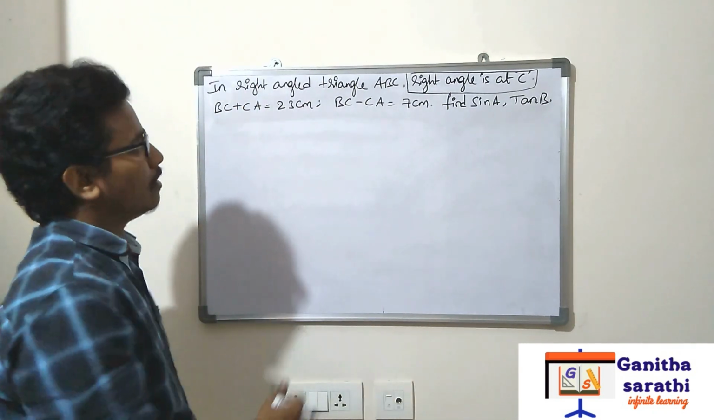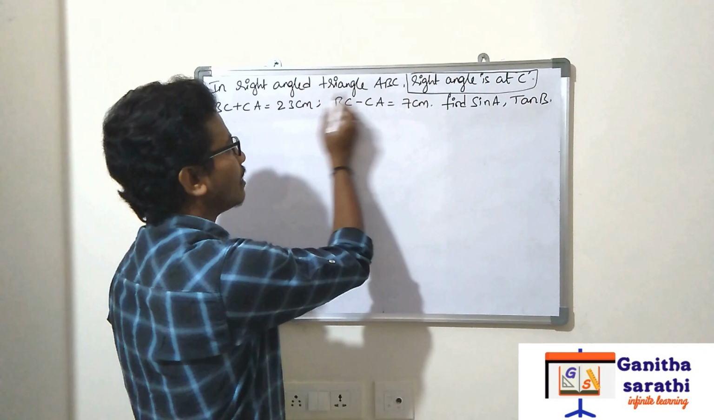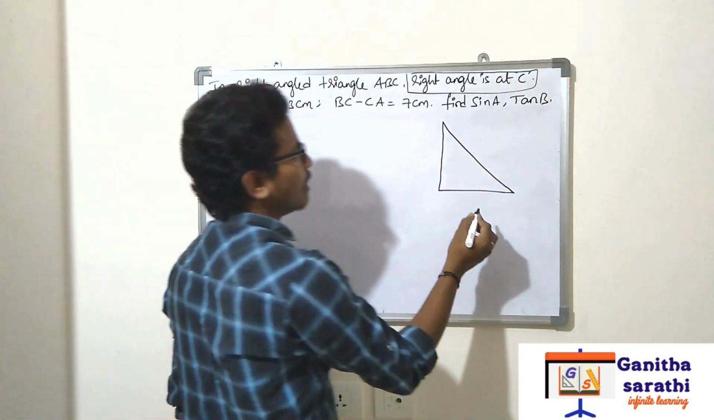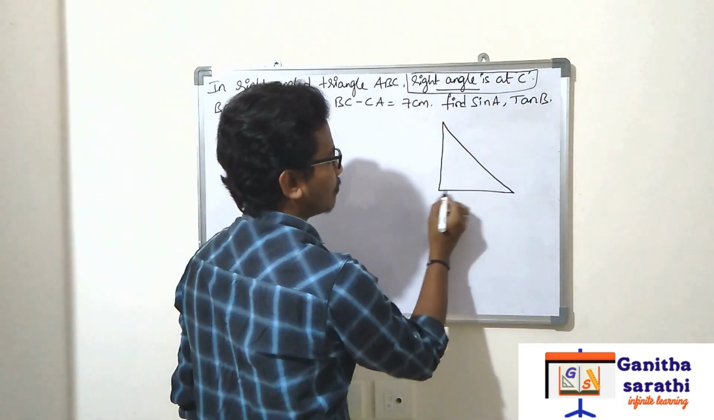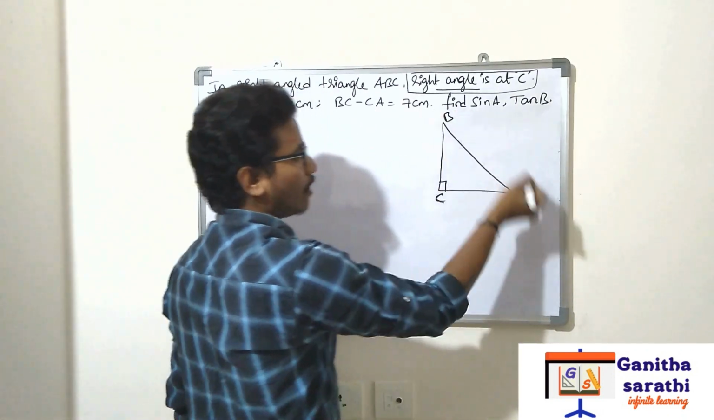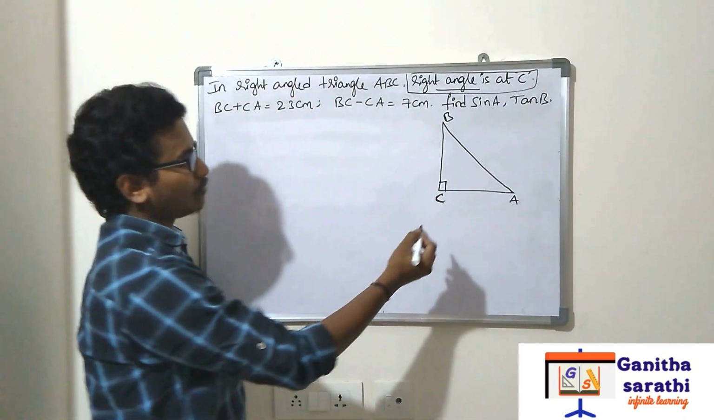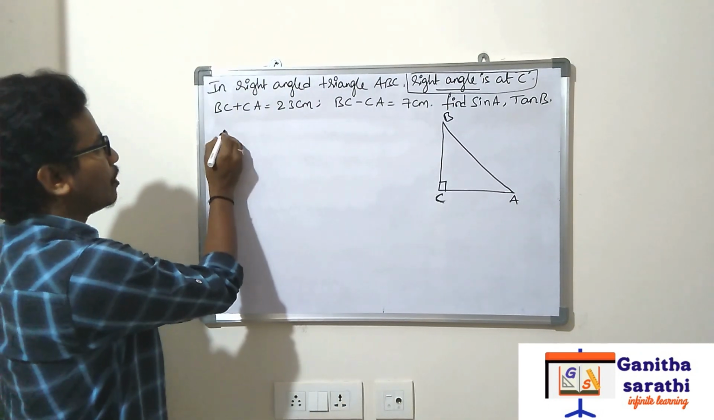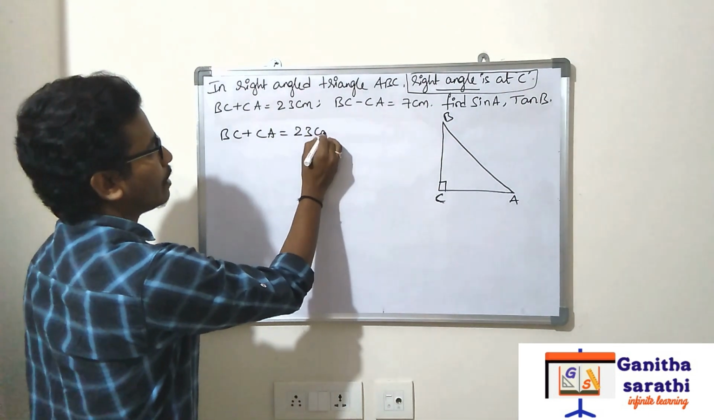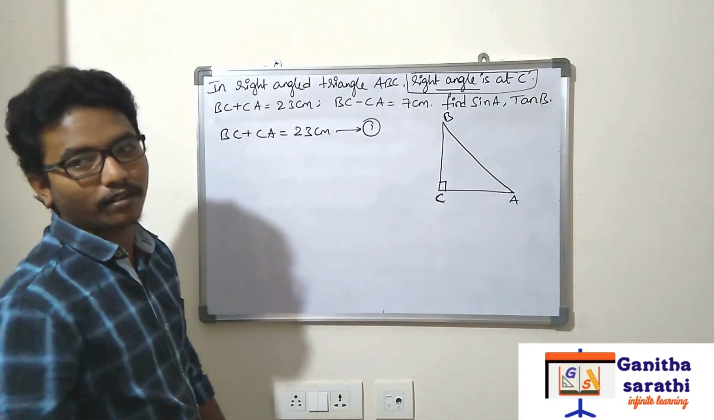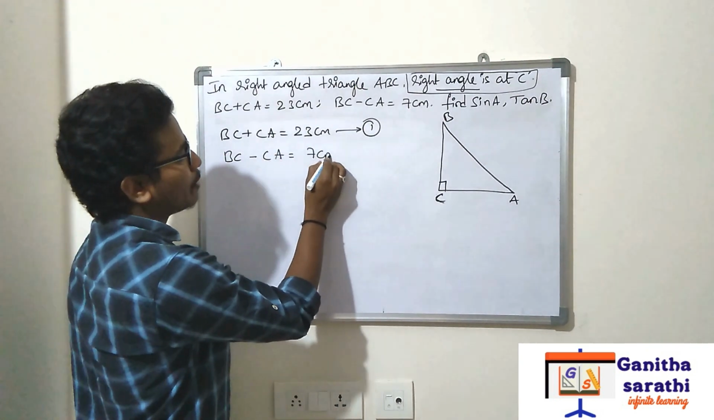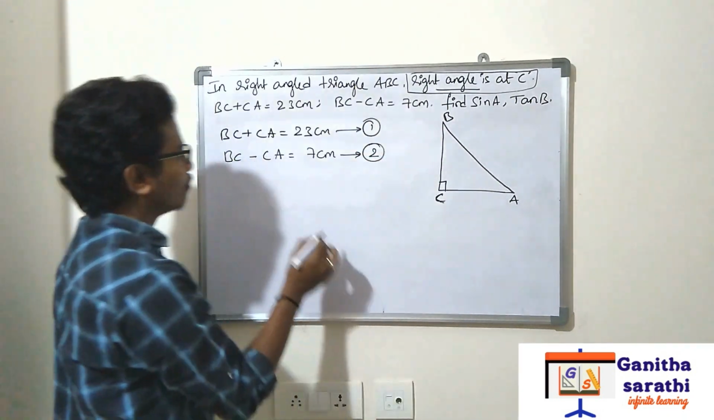So how can we find it? First, go through the information. What is he saying? In right angle triangle ABC, right angle is at C. You can take A and B anywhere, or here also you can take A and B. So what is the given information? BC plus CA is equal to 23 centimeters. Take it as equation number 1. Next, BC minus CA is equal to 7 centimeters. Take it as equation number 2.